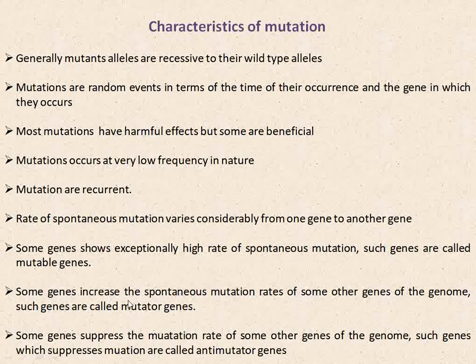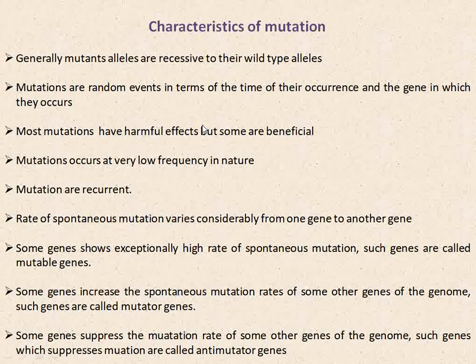While some genes increase the spontaneous mutation rate of other genes, all such genes we call mutator genes, because they are responsible for increasing the mutation rate in some other genes. And the last group is called anti-mutator genes. These are the genes which suppress the mutation rate of some other genes of the genome.